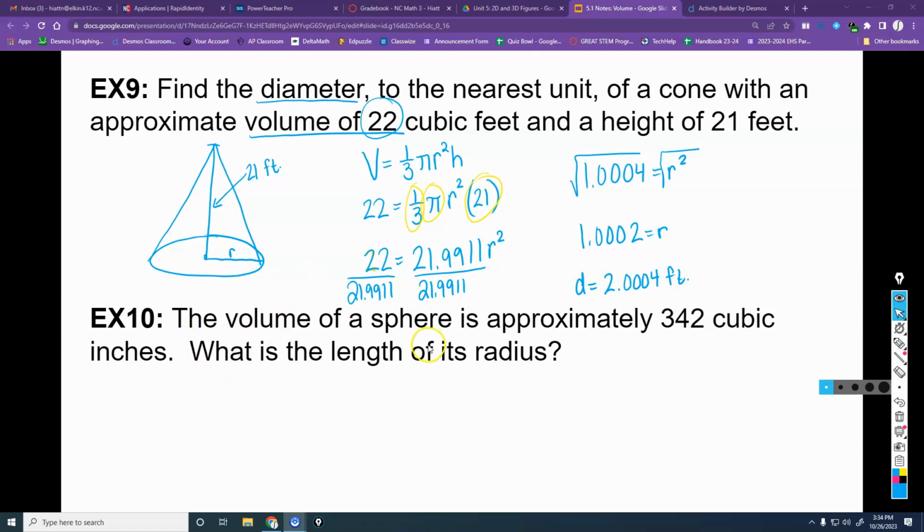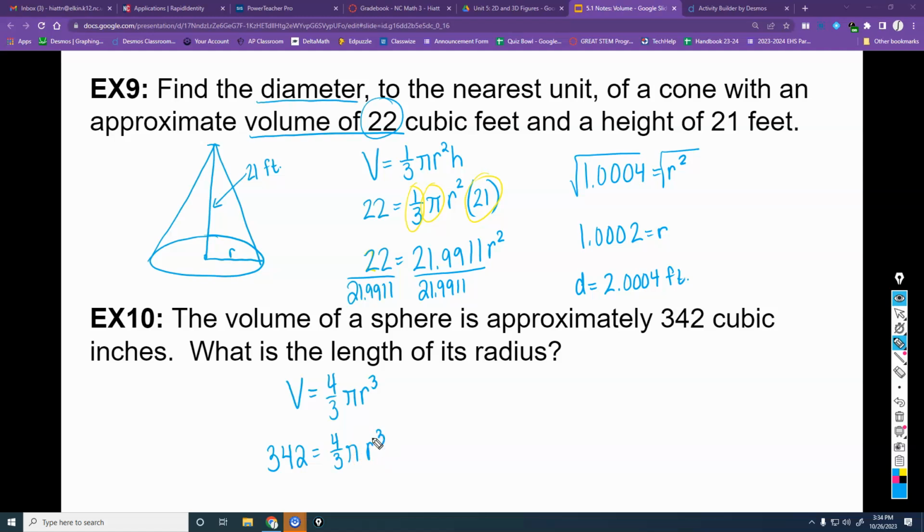Okay. Number 10 is another one where we have to work backwards. We have a sphere, and we know the volume and are asked for the radius. So our volume formula is 4/3 pi r cubed for a sphere. And we know the volume. The volume is 342, and that's 4/3 pi r cubed.